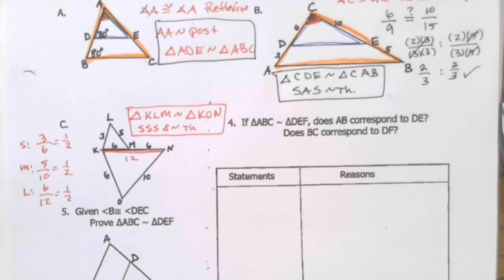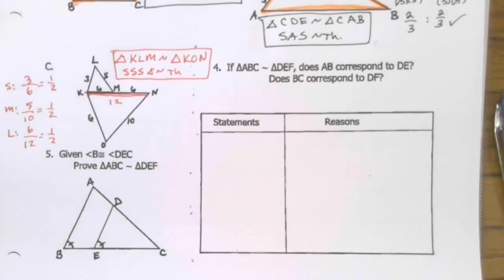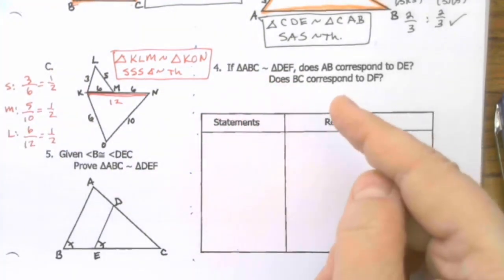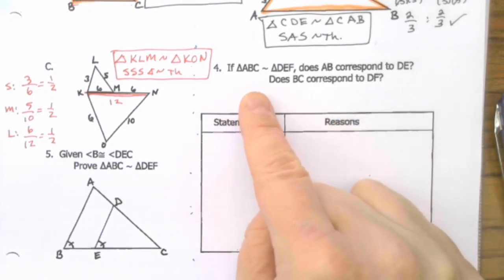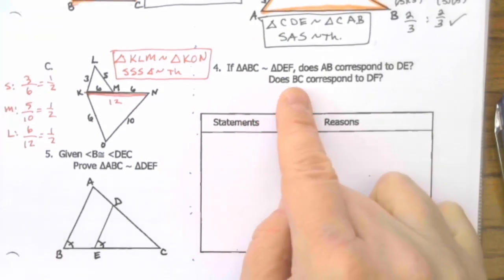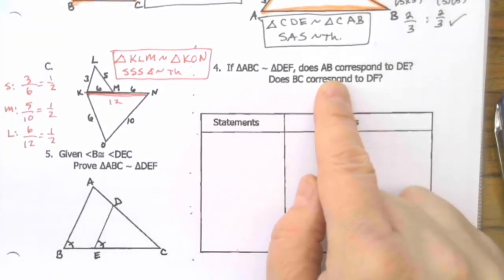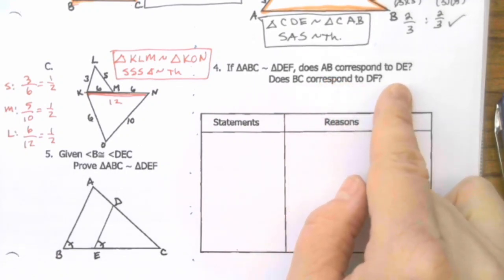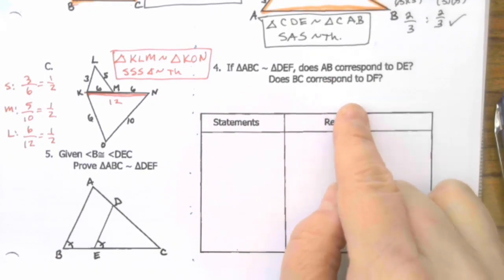All right, last thing we're going to do. Actually, this one goes with this one, sorry. If triangle ABC, number 4, is similar to triangle DEF, does side AB correspond to DE? Does BC correspond to DF?